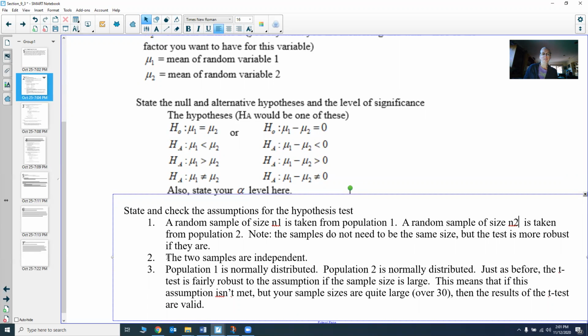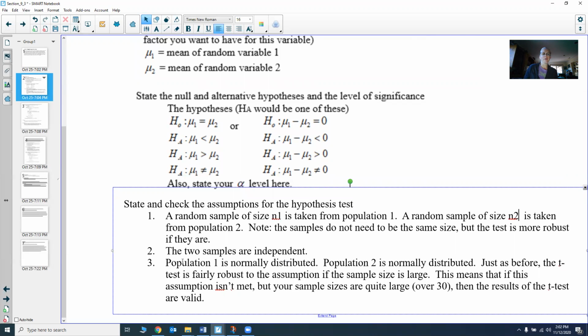The second assumption is that these two samples are independent. That is the assumption we are making, or we can't be doing this type of analysis. And then, as before, population 1 is normally distributed and population 2 is normally distributed. One could be and one could not, so you actually state these separately. They are separate assumptions, and you would test them based off of each one's sample separately. The test is fairly robust, though, if the samples are large enough. If these aren't true, then it's okay. It's not really okay, but it's okay. It will work. Your test will still be valid.